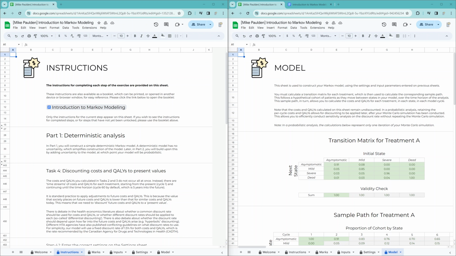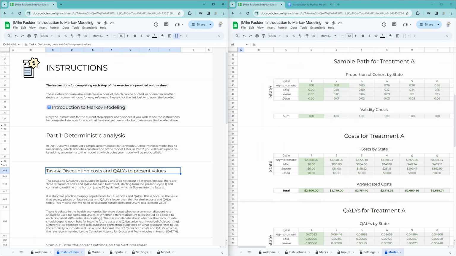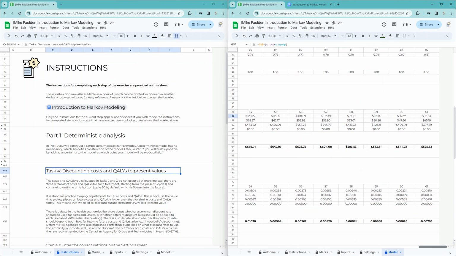In this video, we're going to tackle task 4, which is discounting costs and qualies to present values. If you recall in task 2 and 3, on the model sheet, we calculated the transition matrix, the sample path, and then the costs and the qualies for treatment A, and then for treatment B. And these costs were not all in the present time period, cycle 1. Some of the costs are in cycle 2, 3, 4, all the way up to cycle 60.